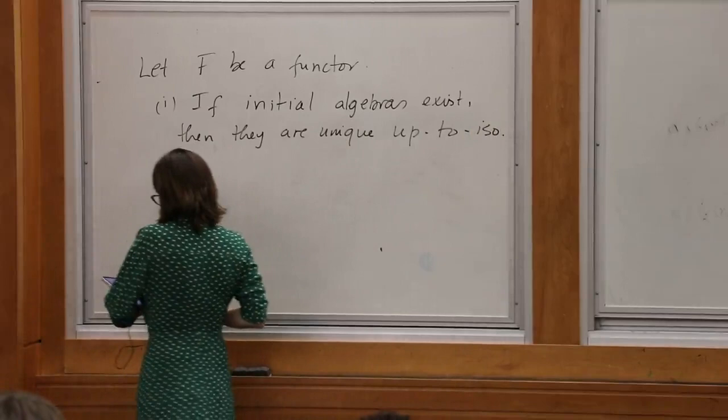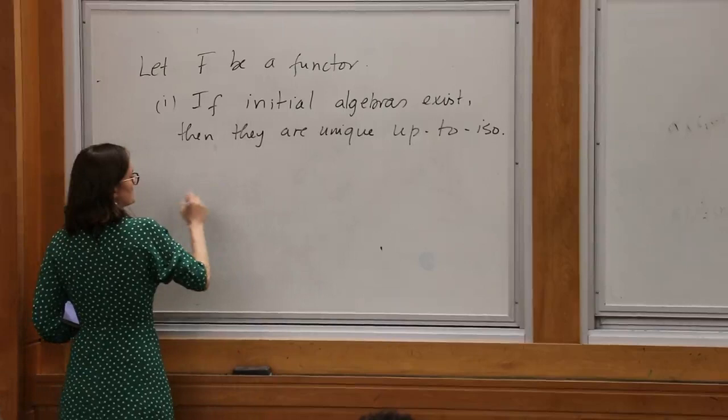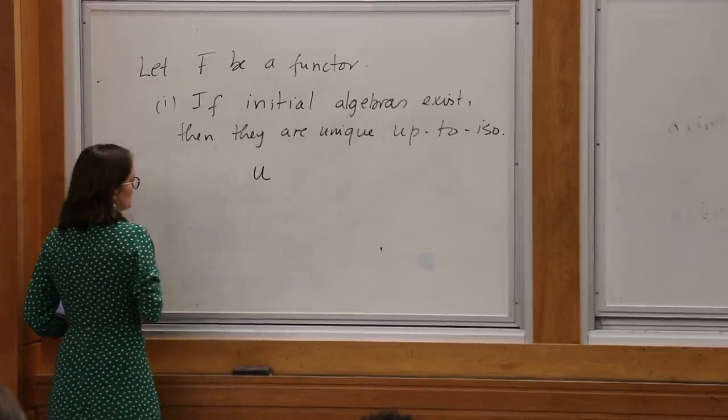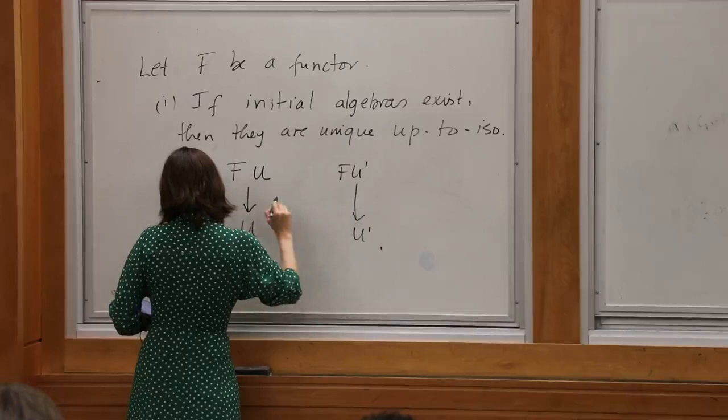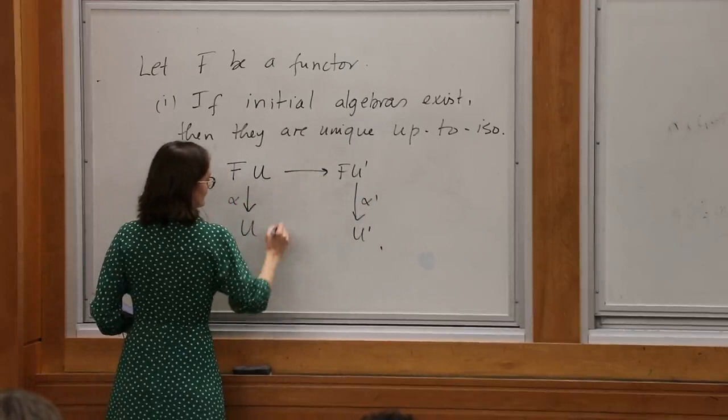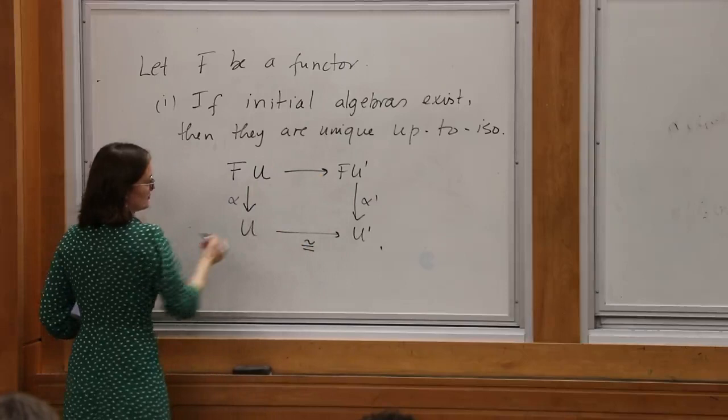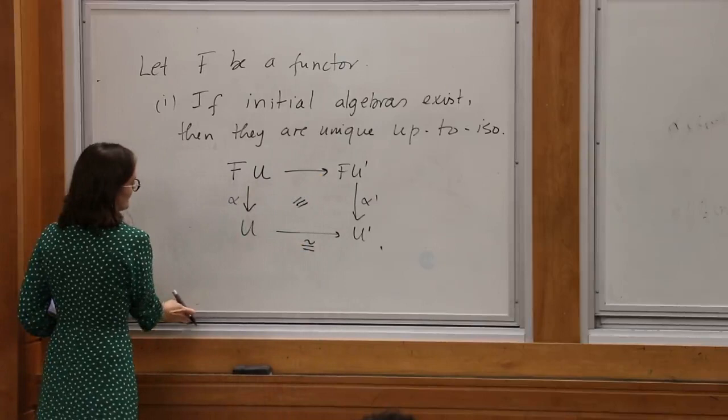So what does that mean? That means if I have two initial F algebras, F U and F U prime, then there is a map between U and U prime that is an isomorphism and makes the diagram commute. So it's an F algebra map. Okay? So that diagram commutes.